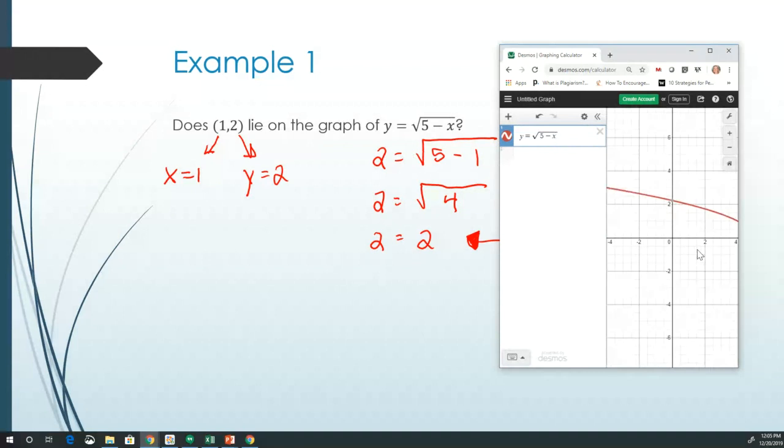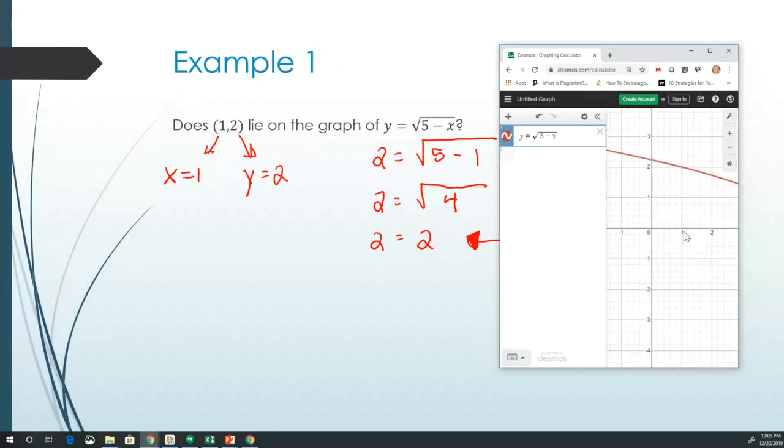So I can scroll in. (1, 2), you can see, is right in this area. And actually, if I plot (1, 2), you can see that the dot is right on the graph. So that means that it is a solution. So that's a way to check your answer: after you do the algebra, you can also graph it and then plot the point and see if it hits that graph.